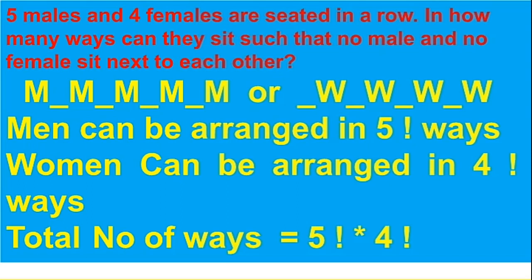So men can be arranged in 5 factorial ways and women can be arranged in 4 factorial ways. Total ways equal to 5 factorial into 4 factorial. So the answer is 5 factorial into 4 factorial.